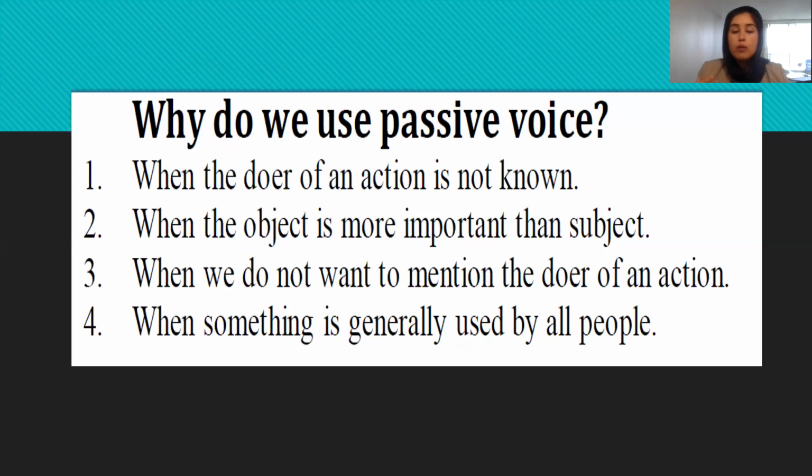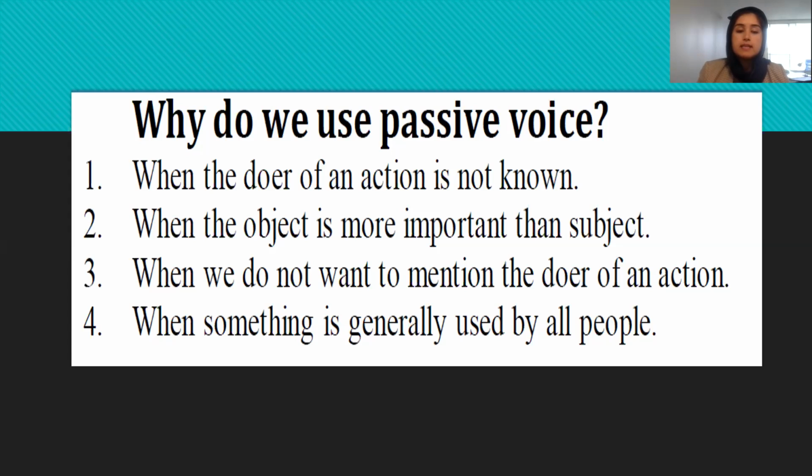The second one is when the object is more important than the subject, as I said. Object is more important, action is more important. That's why it comes first. The window is broken by Ali. So it's broken, it's important. It doesn't mean it's not important that Ali did it. So that's when we use passive voice.